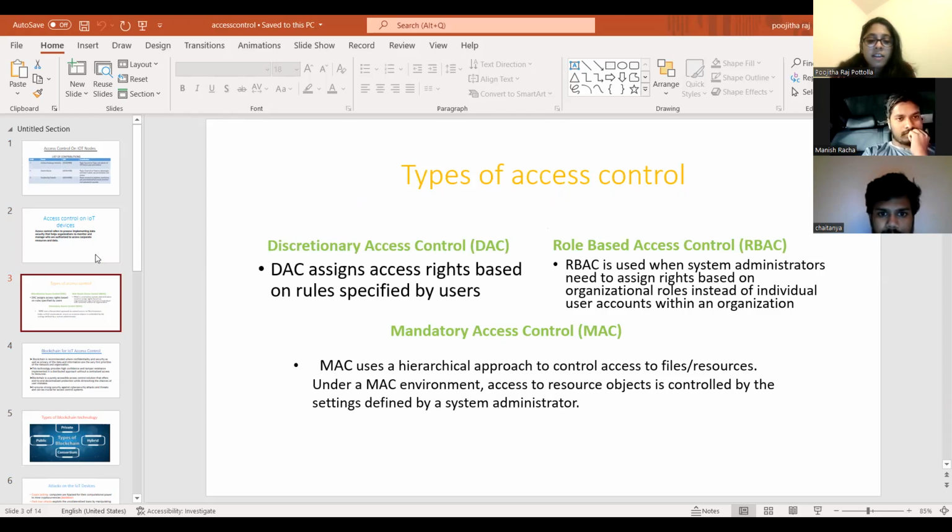DAC assigns access rights based on rules specified by users, and RBAC is used when system administrators need to assign access rights based on the organization's rules instead of the individual user accounts within an organization. MAC is actually a hierarchical approach to control access to files and resources. It also controls access to resource objects by the settings defined by the system administrator.